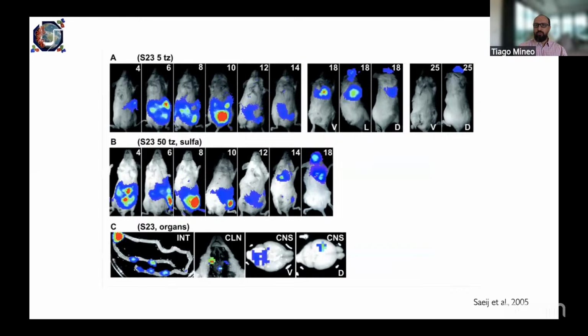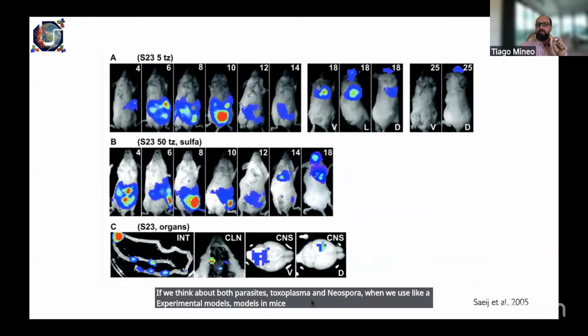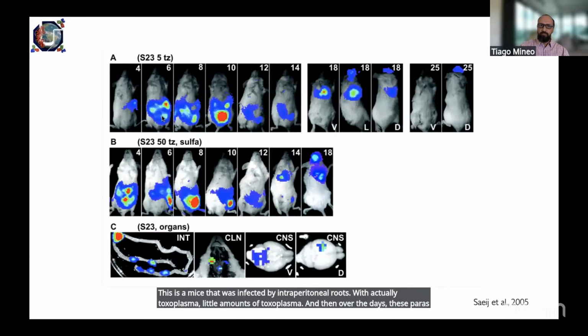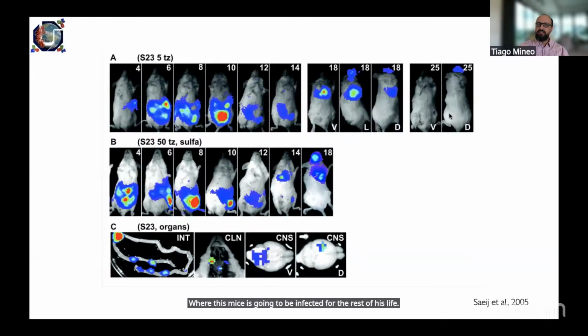If we think about both parasites, Toxoplasma and Neospora, when we use experimental models in mice, we see the same pattern. This is a mouse that was infected intraperitoneally with small amounts of Toxoplasma, and over the days, this parasite multiplies in the abdomen, and then will start spreading toward the lungs and the heart, and in the end, after around 30 days, it gets chronified, especially in the central nervous system, where this mouse is going to be infected for the rest of its life. If we treat mice in this acute phase, during the proliferation stage, with sulfa, which is an effective drug against the parasite, it does accelerate the chronification of the disease, but it does not eliminate the parasite. It's always stored at a latent stage in the central nervous system.